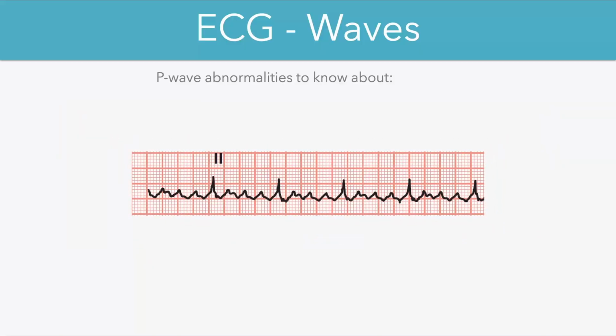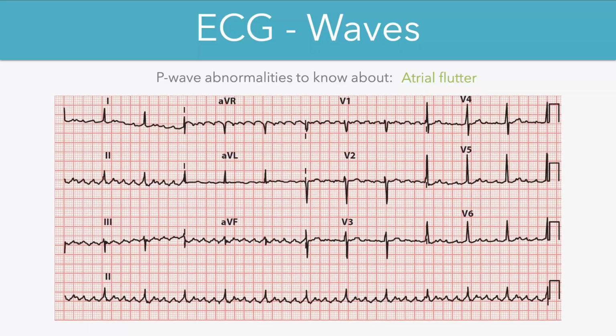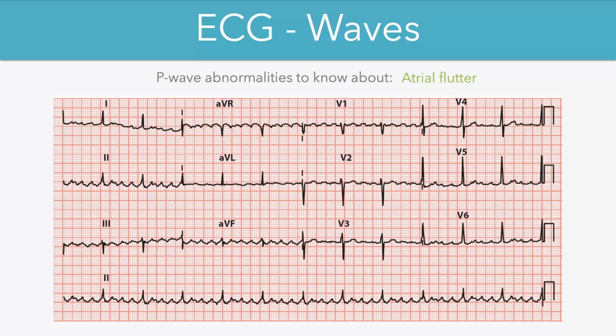In this case, we can see that there are multiple P waves before each QRS complex, and this can sometimes be described as a sawtooth pattern. At the same time, if we check the rhythm of this strip, we can see that the QRS complexes are occurring at regular intervals, so the rhythm itself is regular. Whenever we see both of these changes in conjunction with each other, this is representative of atrial flutter, and we can check to see if this pattern is followed in the rest of the leads as well.